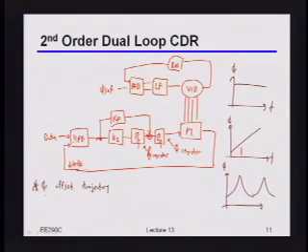Okay? So again, the key point is that if you know that you're going to have some weird trajectory in the phase, you should build your CDR loop so that it can figure out what all the deterministic components of that trajectory actually are.